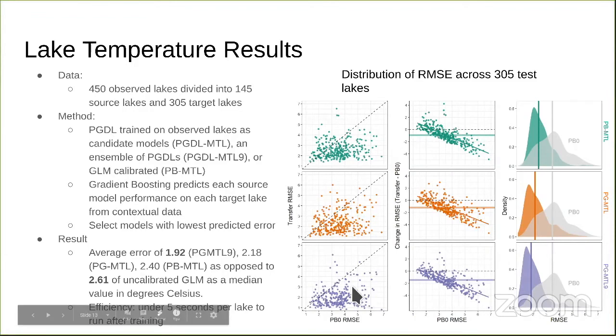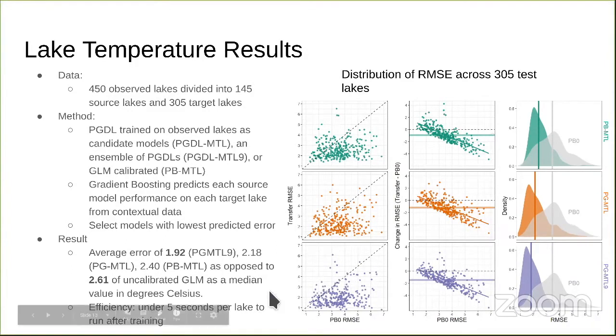So we see that the best performance is in the bottom here. Using the ensemble model, we get an RMSE of about 1.92 degrees Celsius, as opposed to the existing process-based approach for predicting unmonitored systems, which has a median RMSE of about 2.6. And then the middle row here sits at about 2.18, and the calibrated GLM transfer is 2.4. So we do still see an improvement transferring the calibrated GLM models as opposed to just using the uncalibrated model from the target system itself.